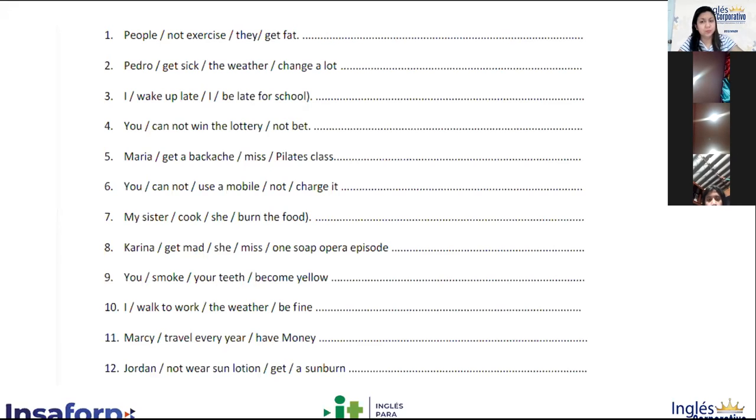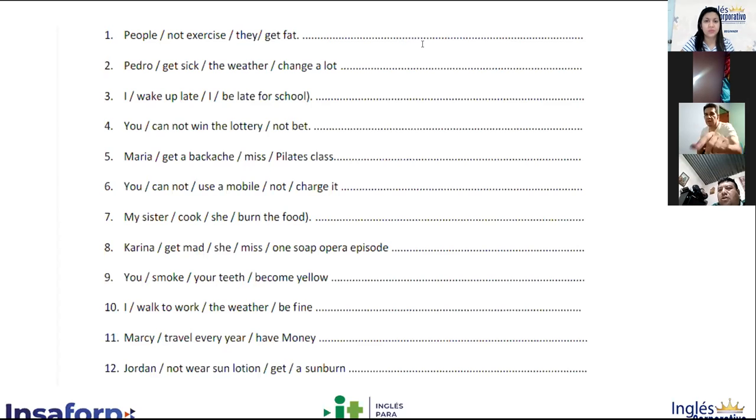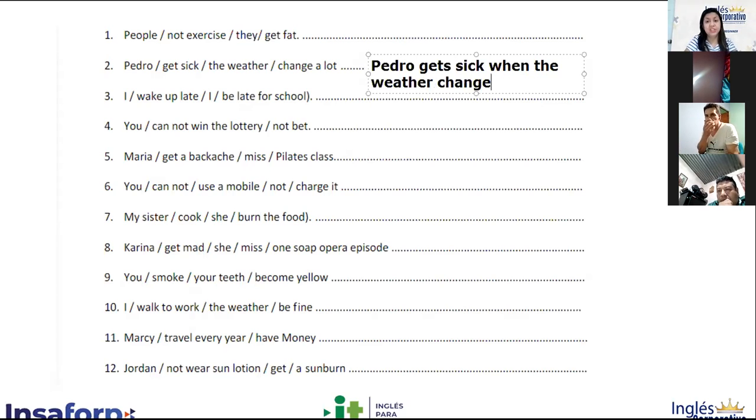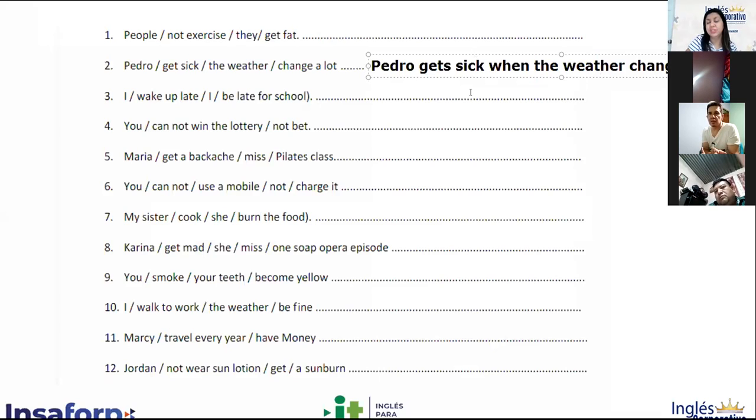What about number two? If the weather change a lot, Pedro gets sick. Okay, if the weather changes, because the weather is third person. Pedro gets sick if the weather changes a lot. That is another way. Pedro gets sick when the weather changes a lot, or if the weather changes a lot. Changes, because weather is it, right? Third person singular. Pedro is also third person singular. Pedro gets sick when the weather changes a lot.